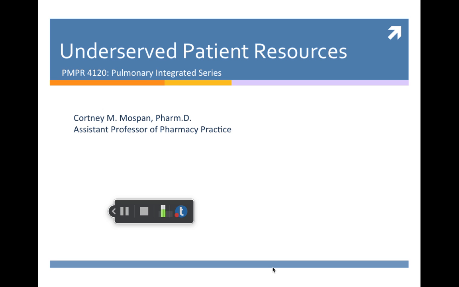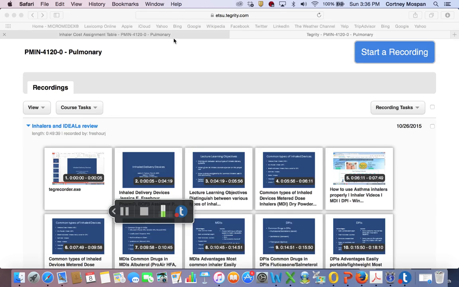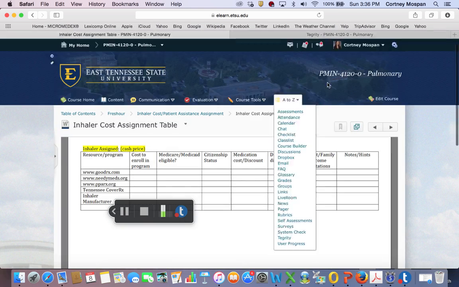So that's all that I have for you all. Hopefully this provided a helpful overview for resources that are available for patients who might have trouble affording prescription medications. And then I just want to highlight Dr. Freshour's worksheet real quick for you.